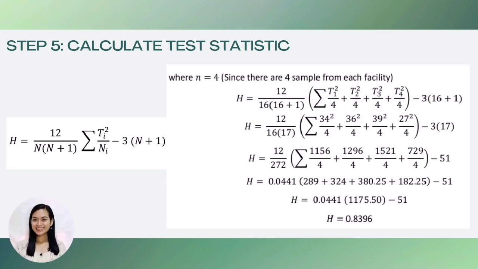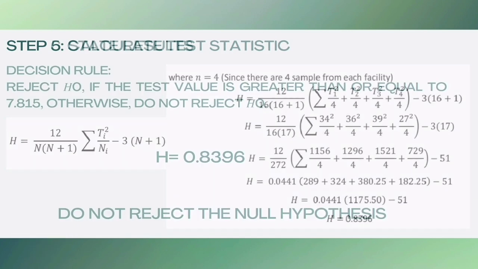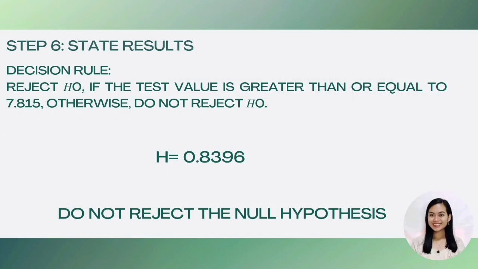Our big N reflects our total sample size. So while each small n is 4, our total sample size is 16. It's just 4 plus 4 plus 4 plus 4. And we just plug all of those values into the equation to find our H value of 0.8396. So now we can move on to our results.